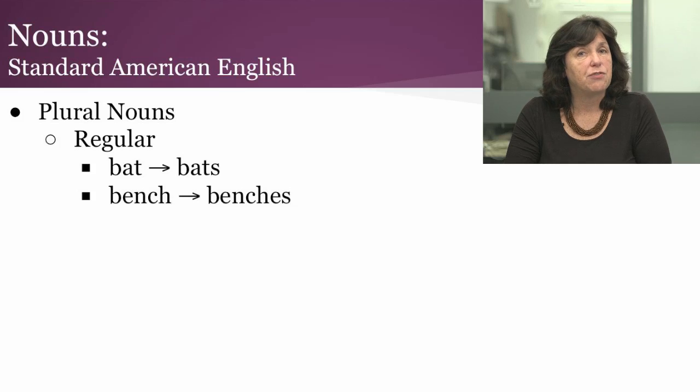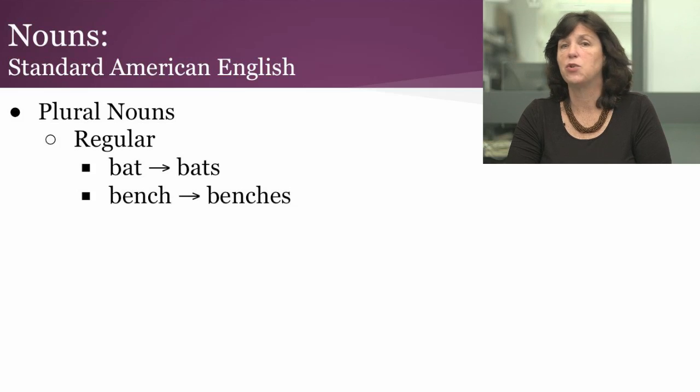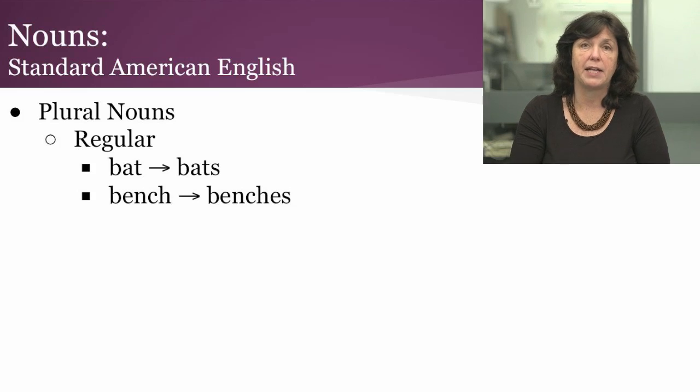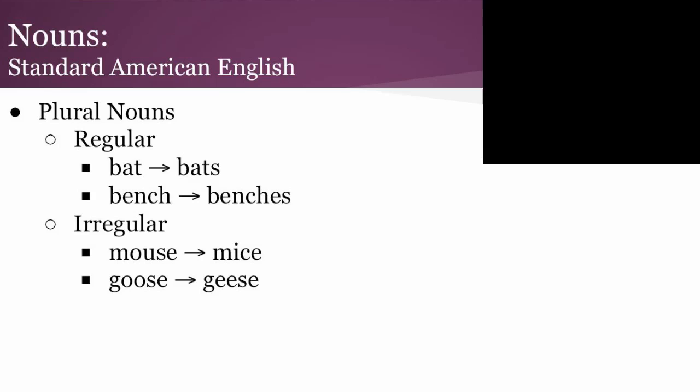Now we can change the form of nouns by making them plural. In Standard American English, the plural of a regular noun is formed by adding an s or es. So for example, bat becomes bats and bench becomes benches. Irregular nouns, however, have unique plural forms. For example, the plural form of mouse is mice and the plural form of goose is geese.